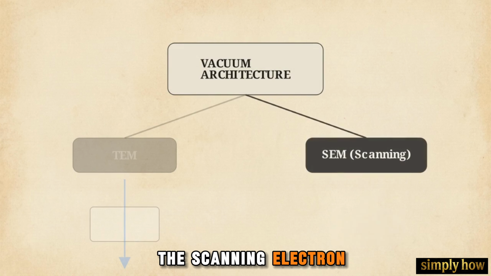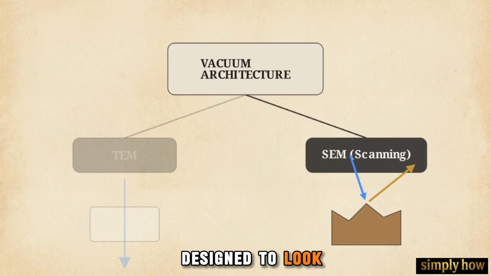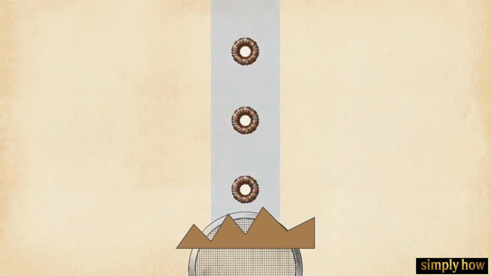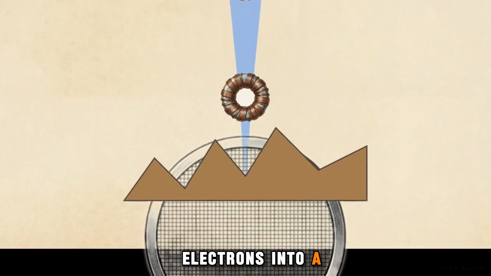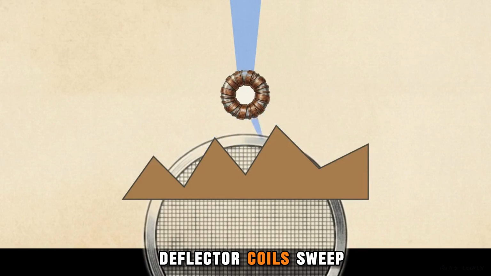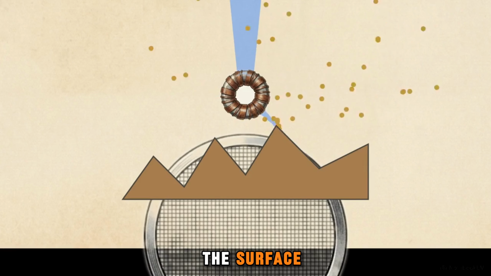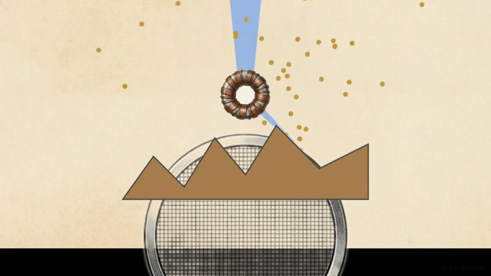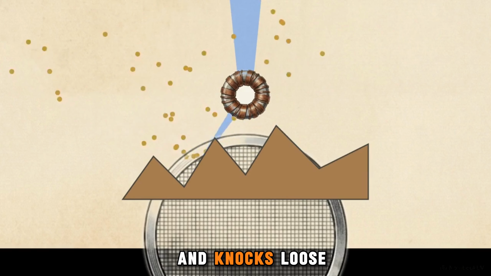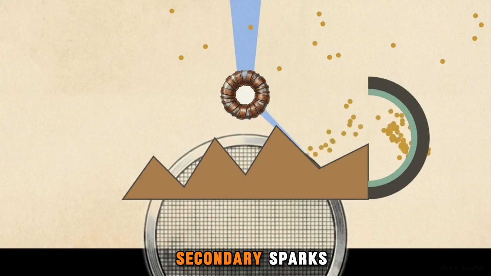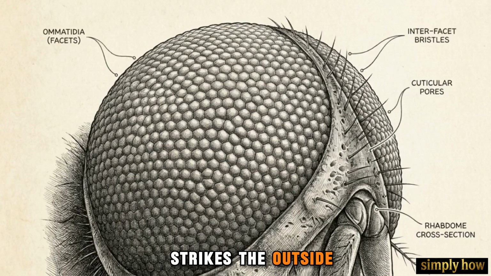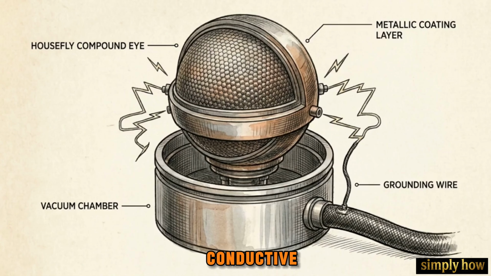The Scanning Electron Microscope, or SEM, is designed to look at a surface rather than pass through it. Instead of a broad beam, the SEM uses its electromagnets to choke the electrons into a microscopic pinpoint. Deflector coils sweep that pinpoint row by row across the surface. As this topographical diagram shows, the primary beam strikes the sample and knocks loose secondary electrons from the surface itself. A detector positioned off to the side catches these secondary sparks. Because the beam strikes the outside of the object, biological or non-conductive samples must first be sputter-coated in an ultra-thin layer of gold or platinum to conduct the static charge away.